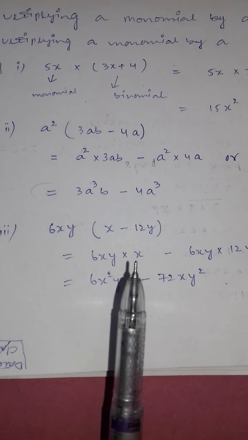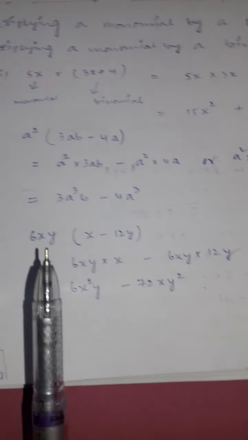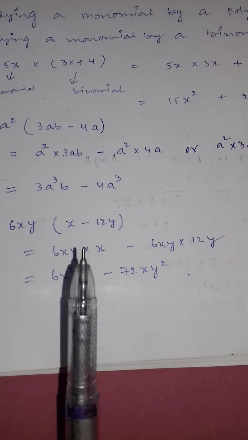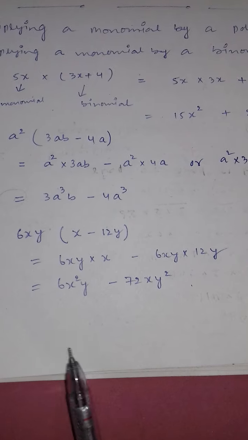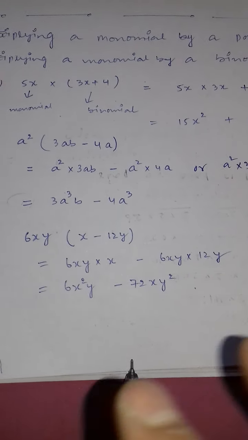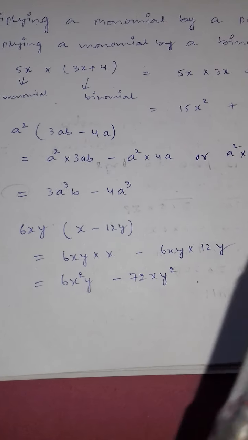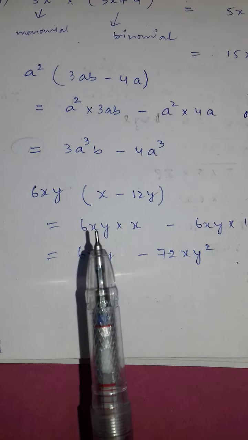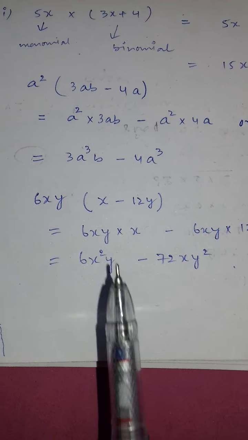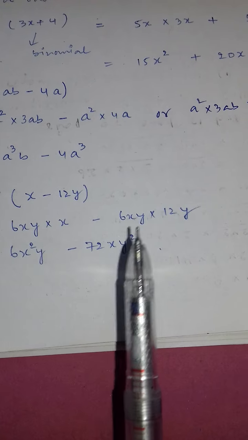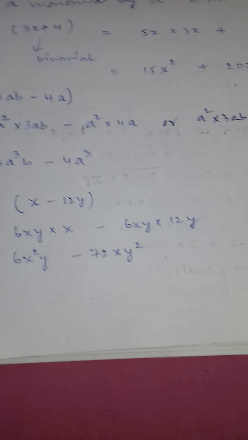6xy into x, minus is there, so 6xy into 12y. Now you have to multiply one by one. First you multiply 6xy with the first term, then 6xy with the second term, and whatever the signs are there, you have to write them down accordingly. Now 6 x into x square with y, minus 6 12s are 72, x is there, write down x, y into y, that's y square.